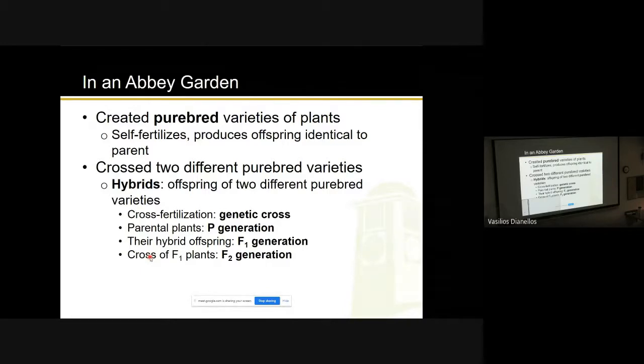And then he finally got there. And then once he had all these purebred varieties, not just of the white flower, a lot of different things, he then crossed 2 different purebred varieties. So again, sticking with the same example, the one with the purple flower could have been purebred purple flower. The other one was purebred white flower.